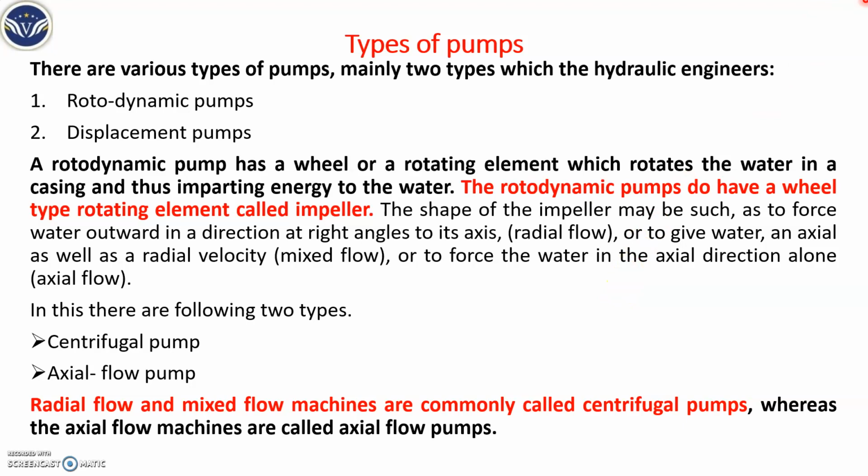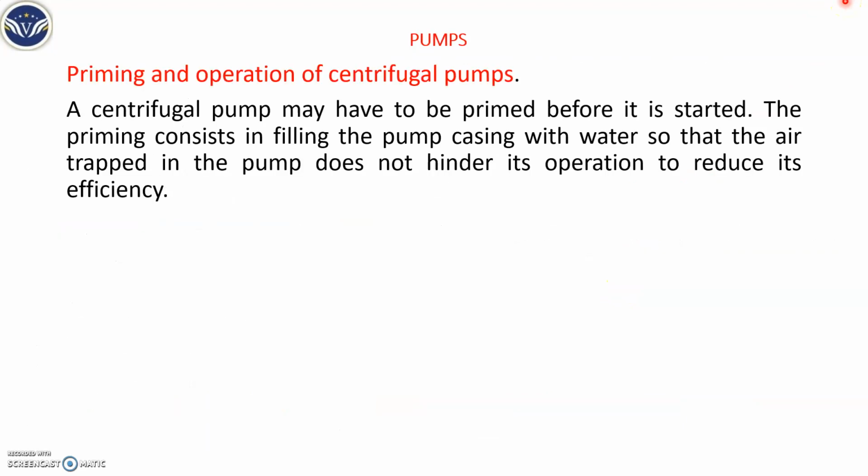Next, priming. Priming is a major factor in a centrifugal pump. What we do is put water in the casing. When you put the water in the casing, whatever air is trapped there is removed, and it doesn't hinder the operation and efficiency of the pump.